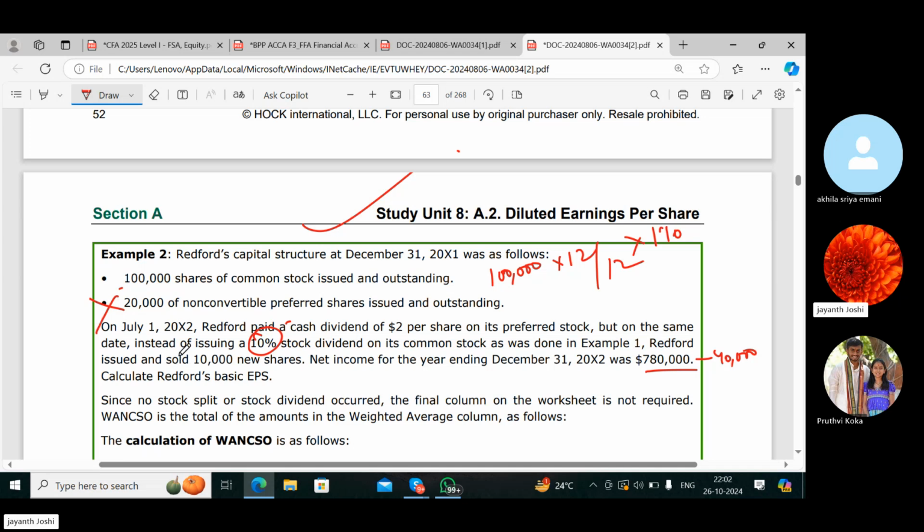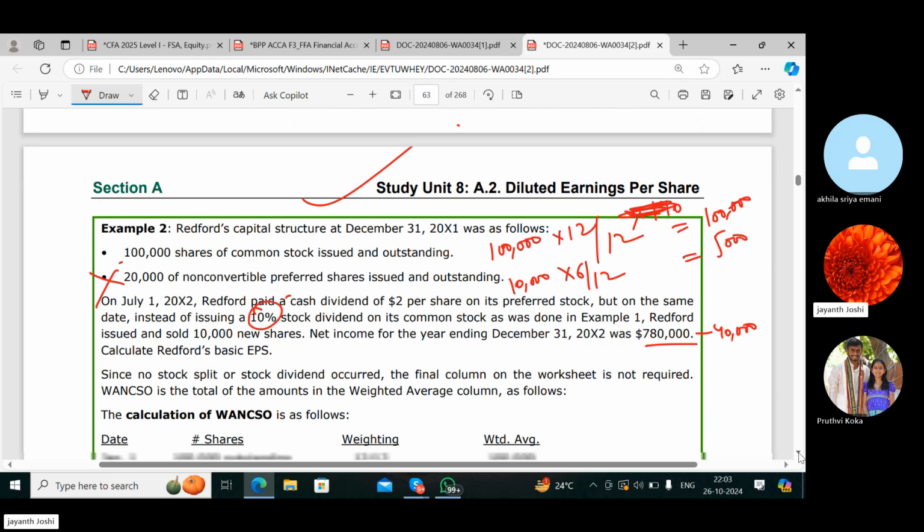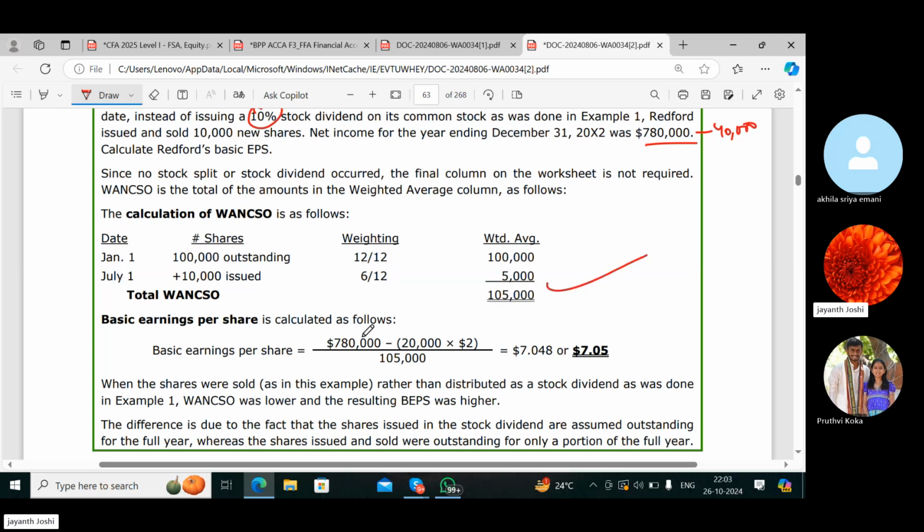Okay, very good. So what they did is, instead of issuing a 10% stock dividend on common stock, as was done in the earlier example, Redford issued and sold 10,000 new shares. So 10,000 shares from July 1st, 6 months, that is 5,000. So here it will be 1 lakh 5,000, 1,05,000, and then income available to common is the net income minus preference dividends, divided by WANSO. You will get your EPS. Okay, please check it out. If any doubts, you can ask me. We'll go further.